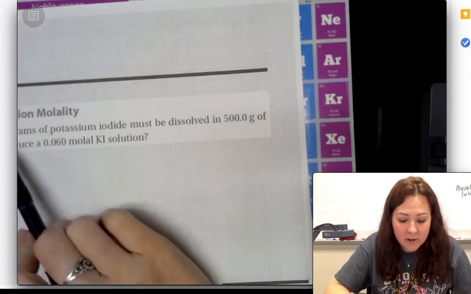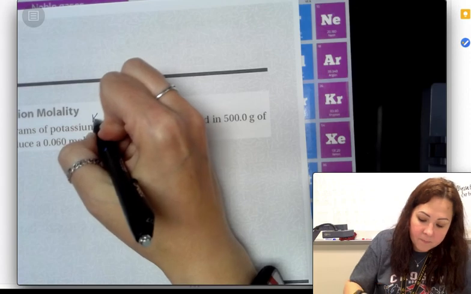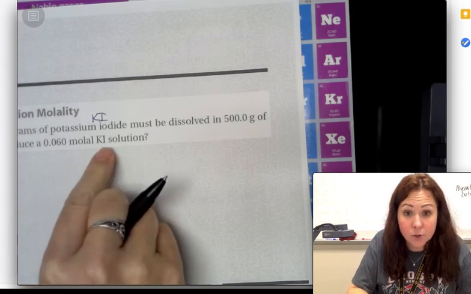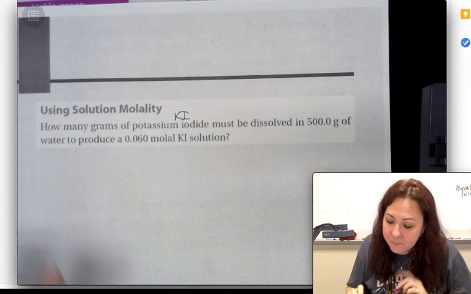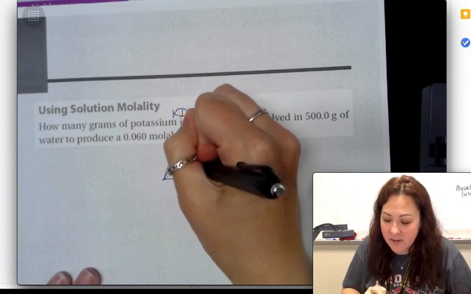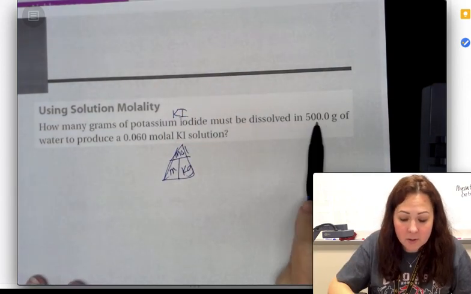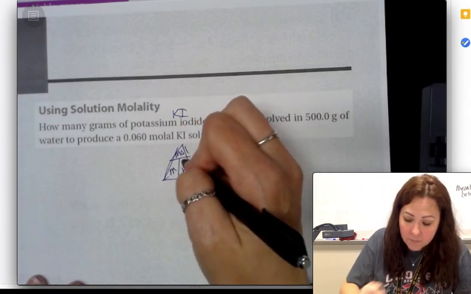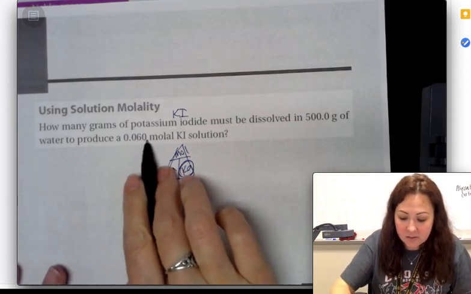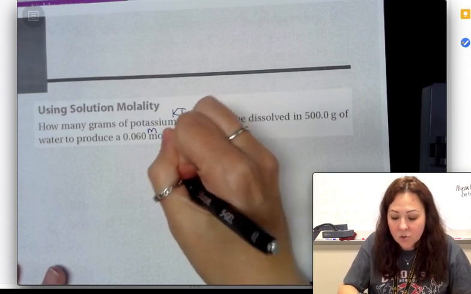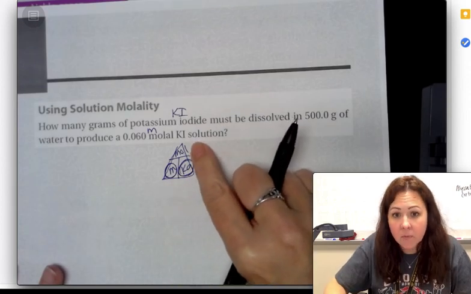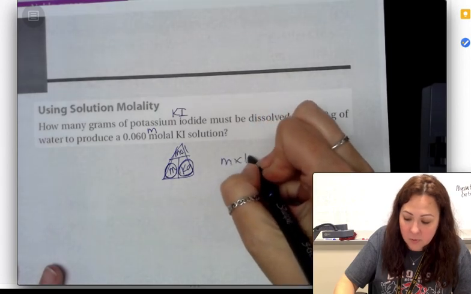This one says, how many grams of potassium iodide, KI, must be dissolved in 500 grams of water to produce a 0.060 molal KI solution. If we look at my triangle, little m is equal to moles of solute divided by kilograms of solvent. It's saying that it's dissolved in 500 grams of water, so I know for sure, once I convert that, my kilograms. I also know my little m. Molal is little m, so I know that one. So if I know these two variables, I'm going to multiply them, and that's going to give me my moles. So I'm going to take little m times kilograms to give me moles.